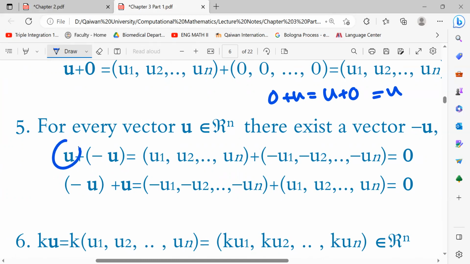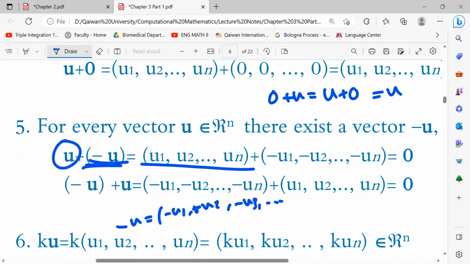Adding these two, what's u? u is u1 up to un. And what's minus u? We just give a negative sign to all elements of u. Minus u is minus u1, minus u2, minus u3, up to minus un. Okay, that's it. It's minus u.